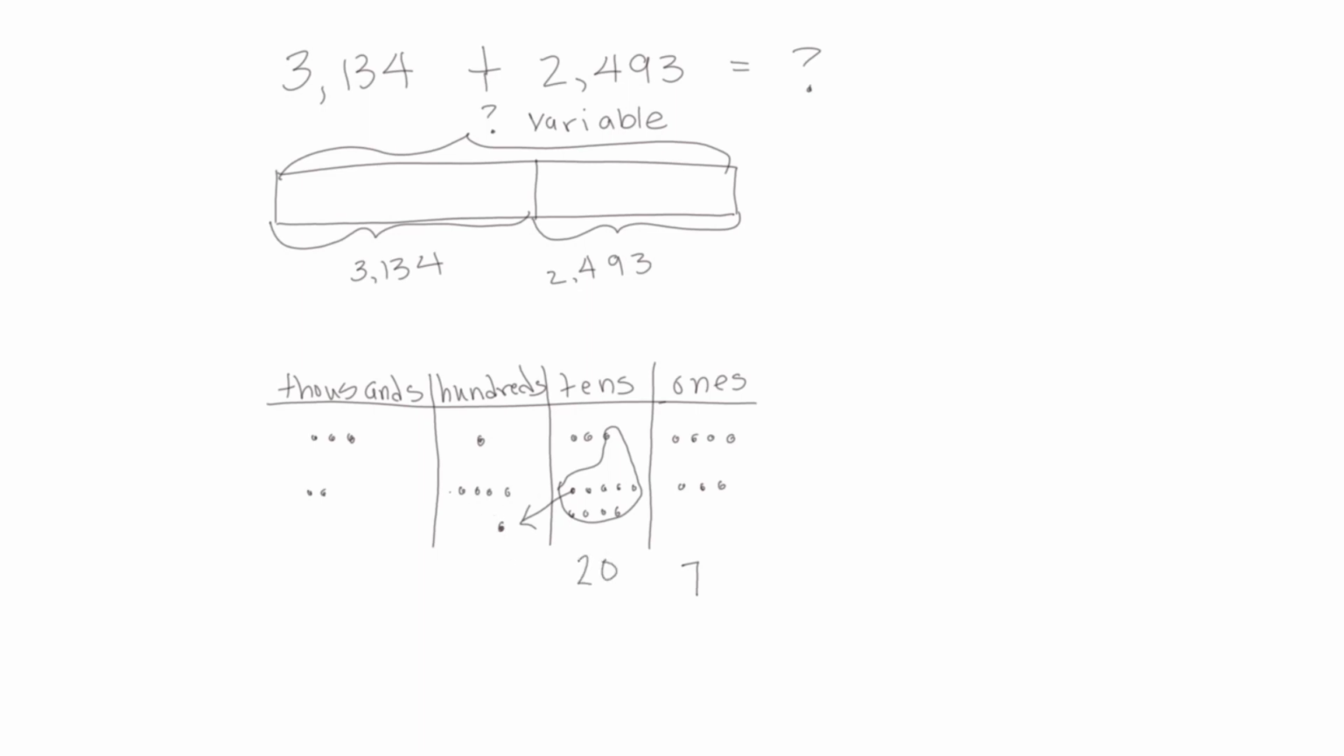Then in the hundreds, I have 4, 5, 6 hundreds, again, not enough to exchange, so that value stays as 600, and in the thousands, I have 5 thousands. So I get an expanded form here, and I can see that I have 5,627 as my total. So my variable up here, my unknown, would be 5,627.